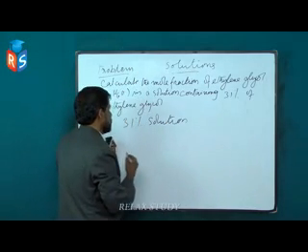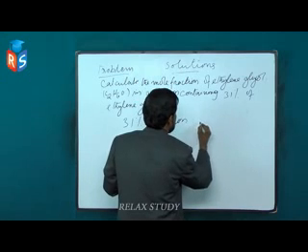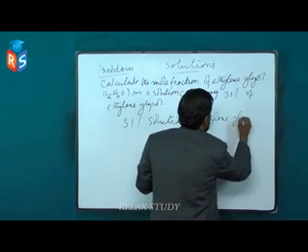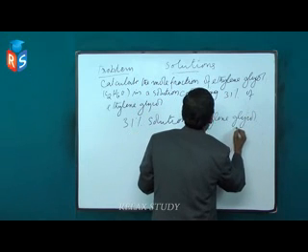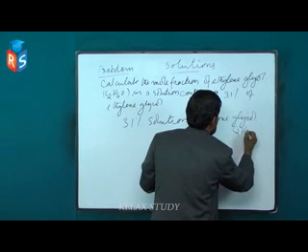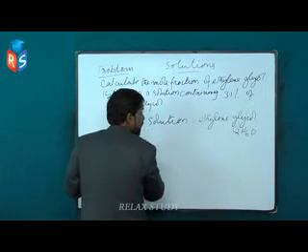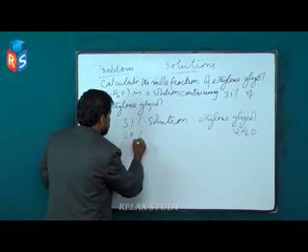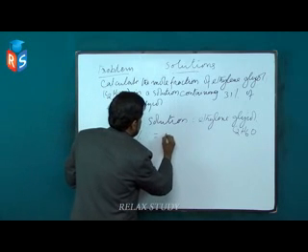31% solution means 31% is constituted by ethylene glycol, with the formula C2H6O. The remaining 69% is water.